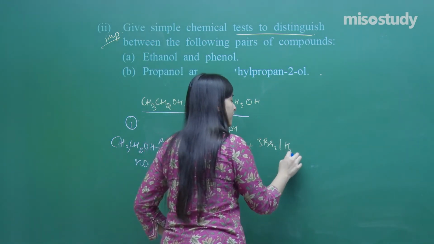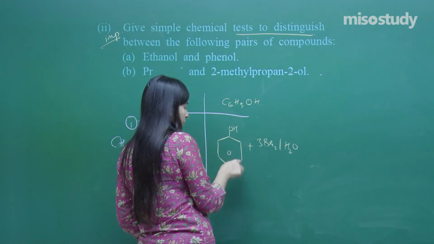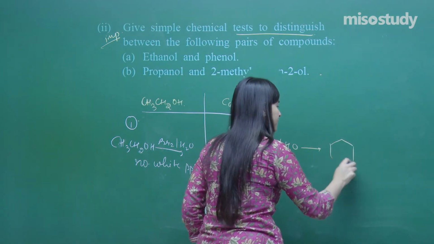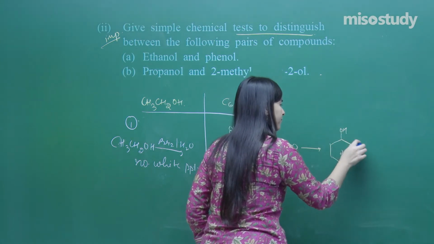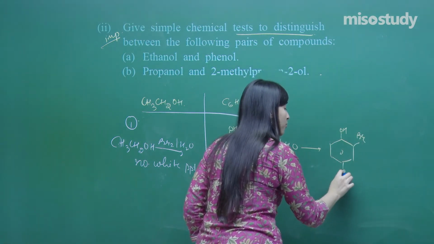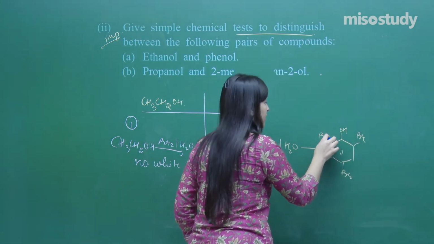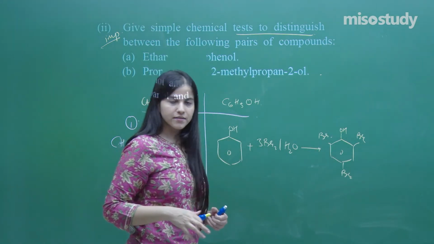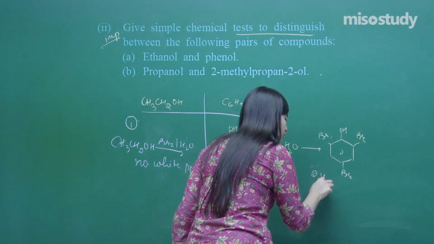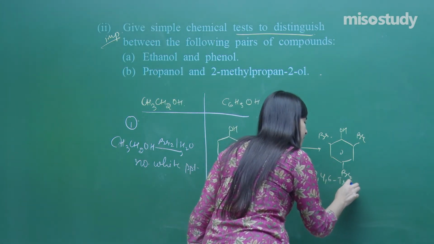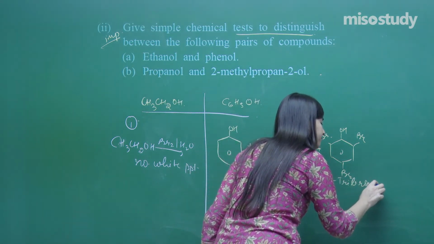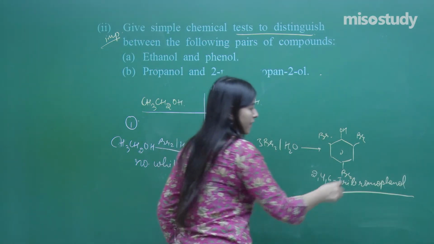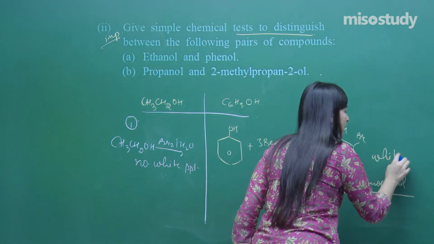3Br2 in the presence of H2O. 3, why 3? Because it's a tri-substituted product that we get. So it's like this. Yes, you need to have the proper reaction for it also. Display the proper reaction, otherwise there are chances that they cut marks, right? 2,4,6-tribromophenol, right? Clear? And yes, don't forget to write white PPT here.